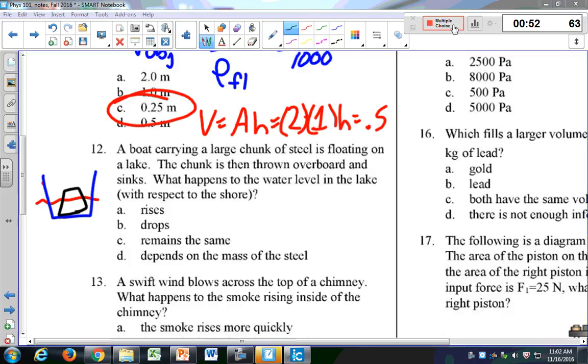What you want to think about is, when does the steel displace more water? Does it displace more water when it's in the boat, or does it displace more water when it's sitting on the bottom of the lake? And when it displaces more water, what's that going to cause the level of the lake to do? If it displaces a lot of water, does that mean the level of the lake will go up or come down?